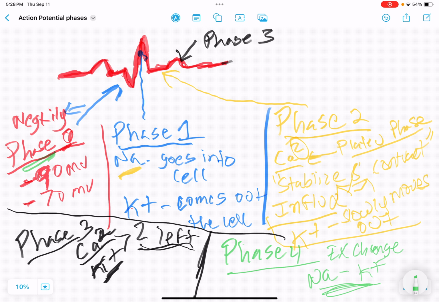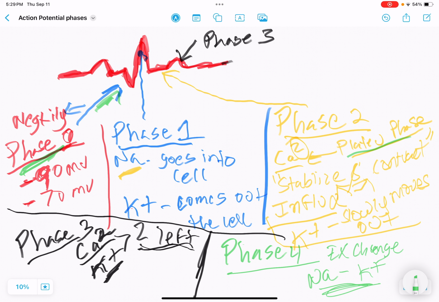We have phase 0, which is sodium in the negative charge, and it's going to go into the cell. It's going to go into the cell, and it's going to become positive now. So sodium goes into the cell, potassium comes out the cell. Okay? And then while that is going on, we're in that plateau phase. Calcium comes in, and it stabilizes that membrane, and it also uses it to contract. Okay? And potassium is actually slowly moving its way out those channels.